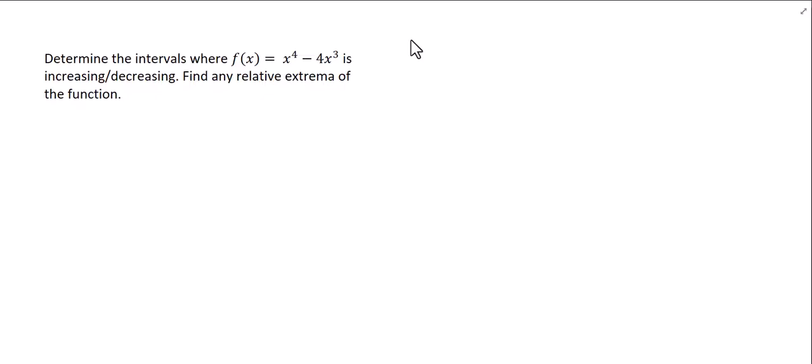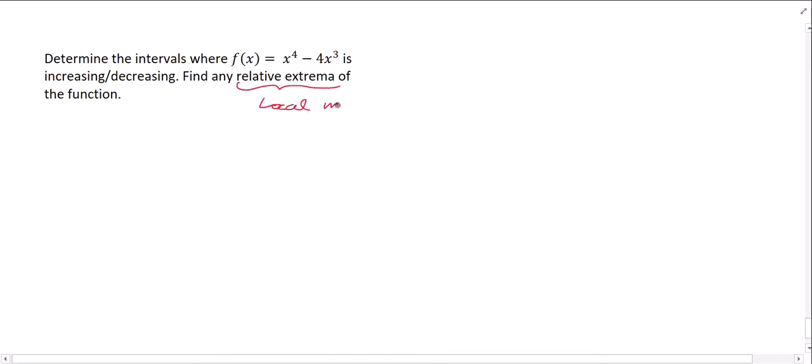Hi, in this video we're going to continue talking about the first derivative test and finding local extrema. So here it says find any relative extrema. That is the same thing as asking for the local max or local min. When you see extrema, that's essentially plural for local max and min, and also essentially means the peaks and valleys of a graph.